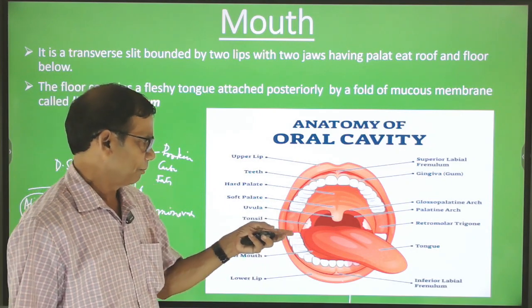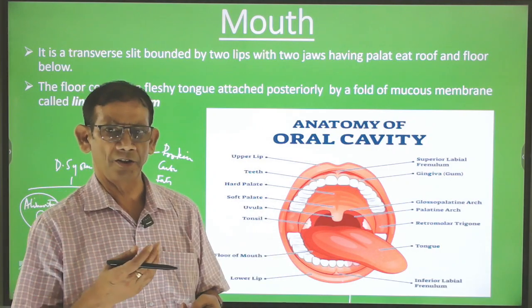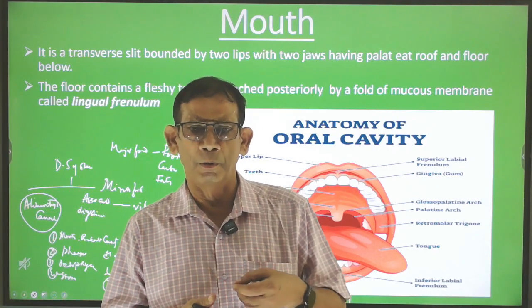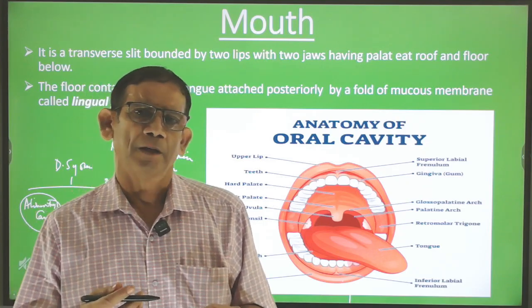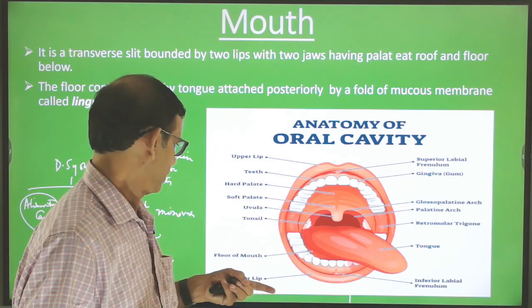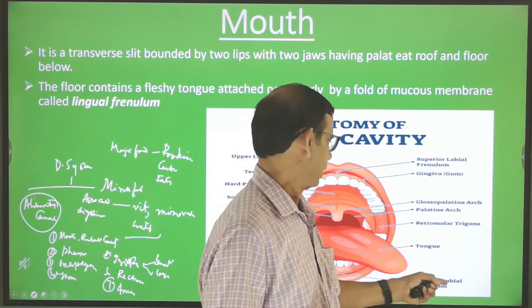And at the floor of the buccal cavity, there is a fleshy tongue which is attached to the floor of the lower jaw by a fold of mucous membrane called the frenulum.